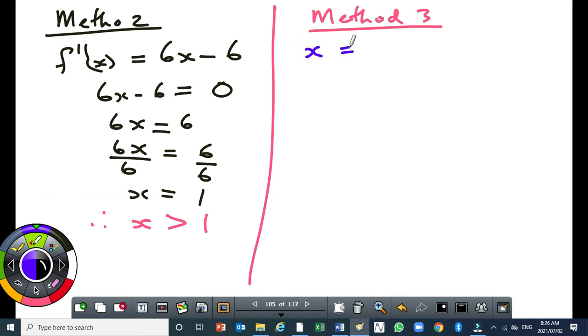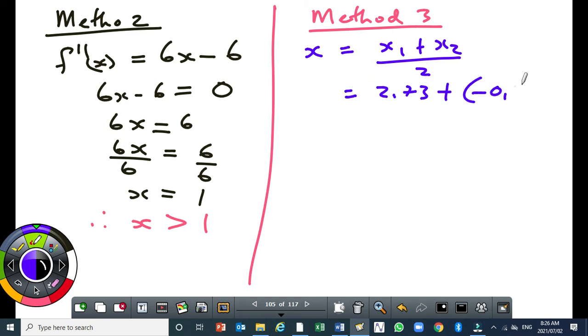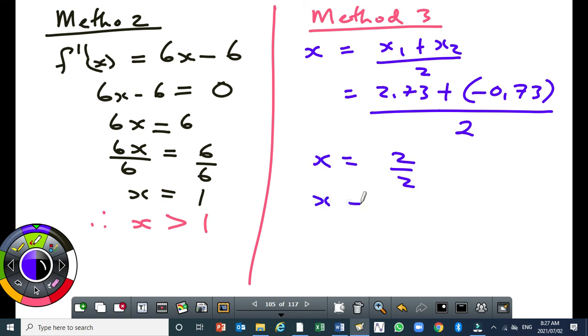So x will be equal to x1 plus x2 over 2. We have 2,73 plus minus 0,73, all over 2. Don't be surprised as to where I'm getting those two values, 2,73 and minus 0,73. They are the x values at the stationary points, or the turning points. So this will give me 2 over 2, and I'll get x equal to 1. Then I can say, therefore, x is greater than 1. That will be my final answer.